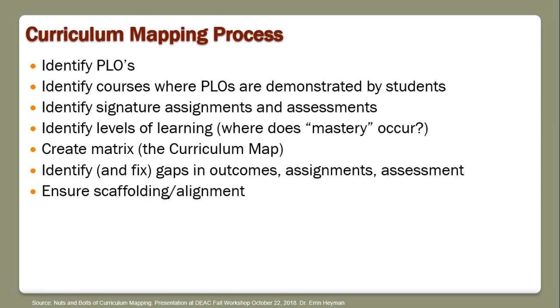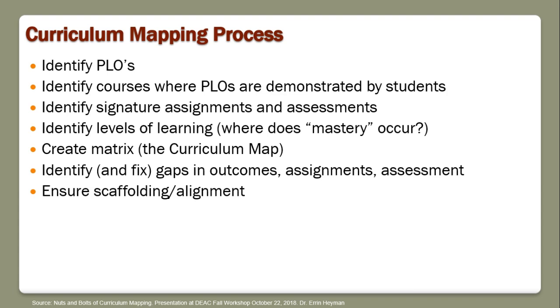Now, this is the process for mapping curriculum. In the last lesson, you identify the program learning outcomes. And then the first part, you're going to try to figure out what courses are going to map to these program learning outcomes. And then within those courses, you're going to design signature assessments and assignments. And in some cases, you will have various levels. So you may introduce a topic, but they won't have mastery the first time. And then later you might have mastery or final assessment.